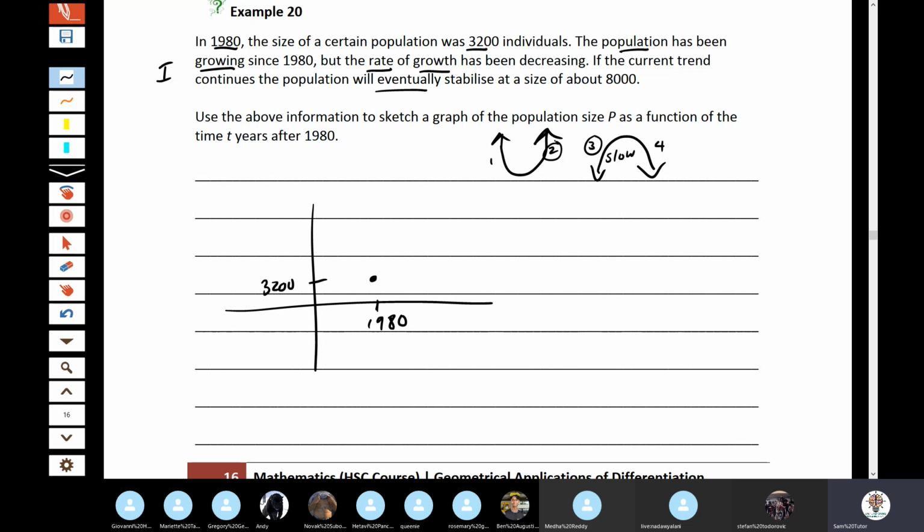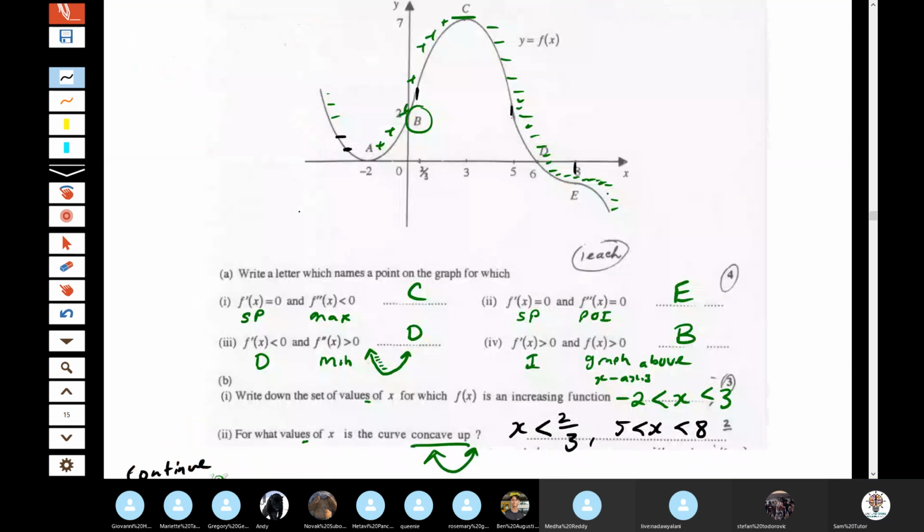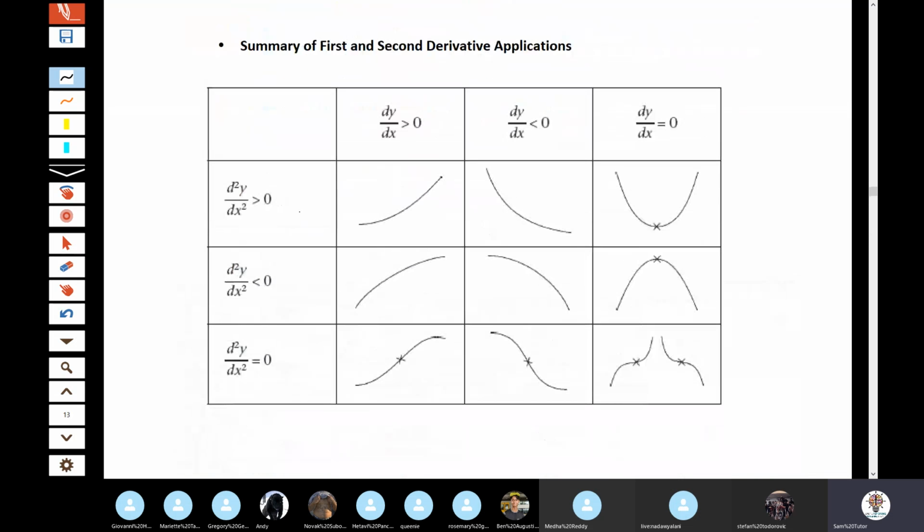So yes, this is slow. This is going to the sky. It's getting larger and larger. So this is fast, increasing at a faster rate. Can we see that? So then obviously it's the shape, right? It's increasing at a slower rate. And then what is it approaching? 8,000. Happy? Very good. And that's what we pretty much missed last week, but that's what this graph is telling you.